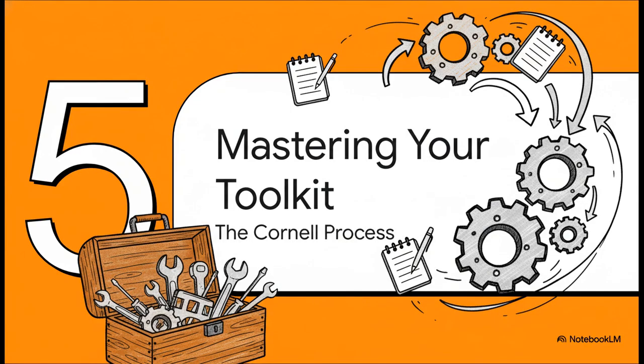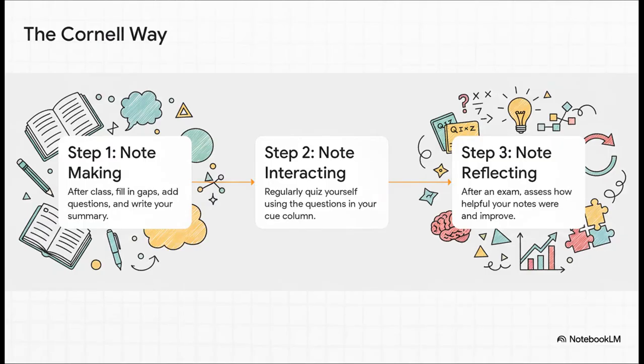But here's the thing. Having a great toolbox isn't what makes you a master mechanic. Using the tools is what does it. So the Cornell method isn't just about the layout of the page, it's a whole process for actually mastering the material. And this is how you turn your notes from just words on a page into something you can actually use. First, you make the notes, then, and this is key, you interact with them. You cover up the right side and try to answer the questions you wrote in the Q column on the left. You literally quiz yourself. And finally, you reflect. After a test, you look back and see what worked. It's this cycle that turns passive learning into a real active skill.